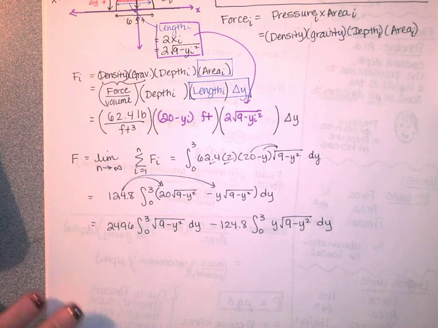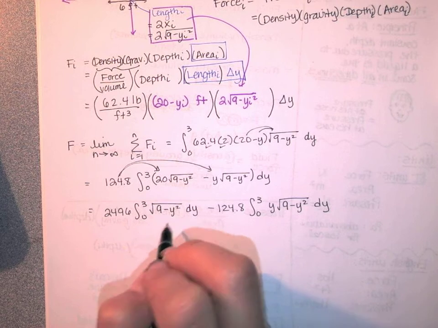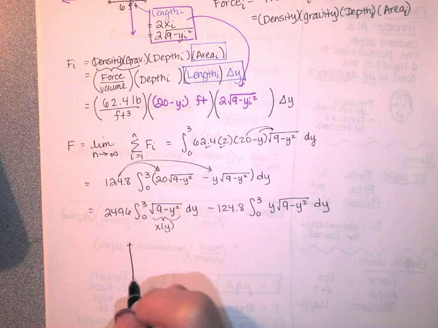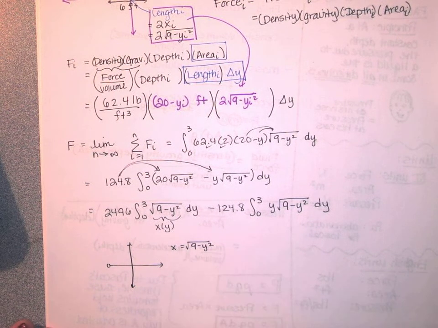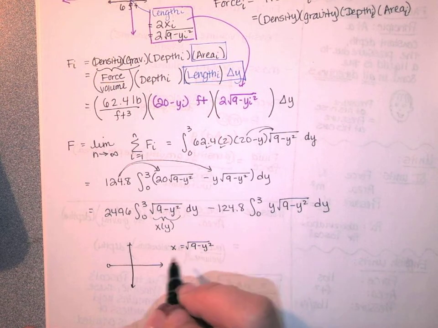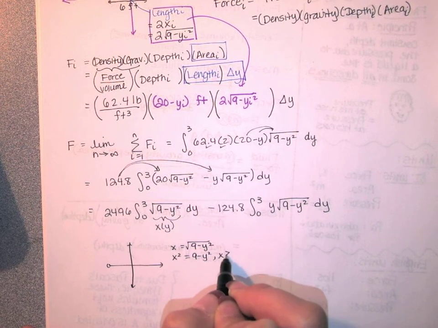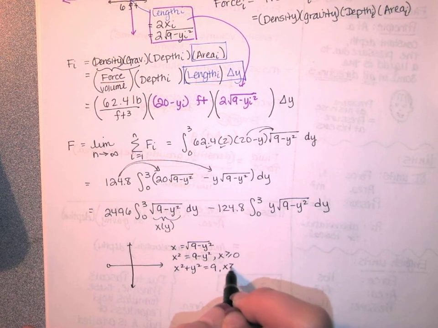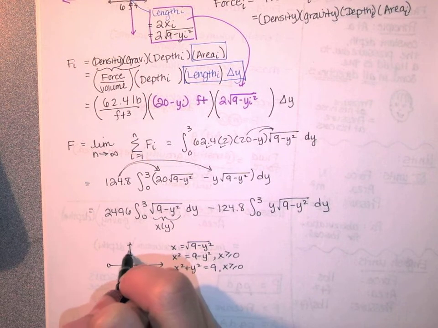Now this, I could do a trigonometric substitution, but there's an easier way. This is like x. X is a function of y. So they're telling us that x equals the square root of 9 minus y squared. And that means that x squared equals 9 minus y squared, but we only want x to be positive or 0. So x squared plus y squared equals 9, but we want x to be positive or 0 because x was this positive square root. So we're talking about a part of a circle. X squared plus y squared equals 9, that's a circle of radius 3.